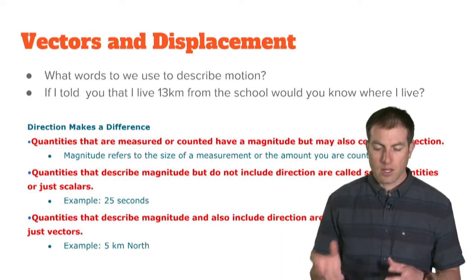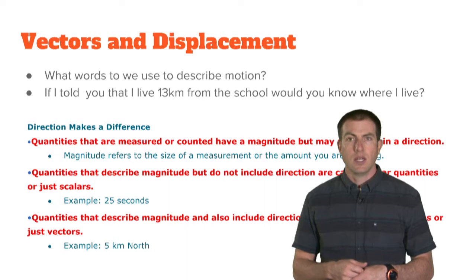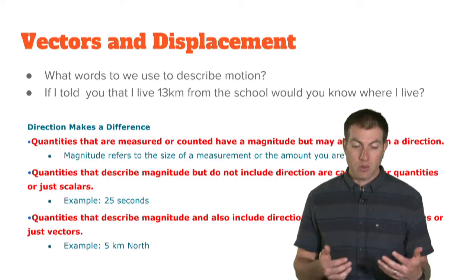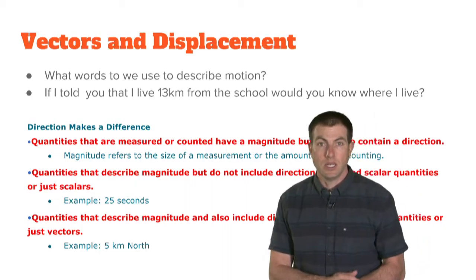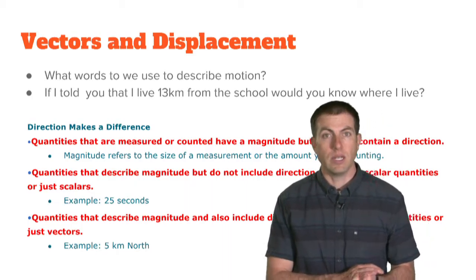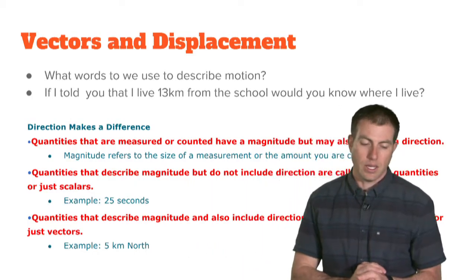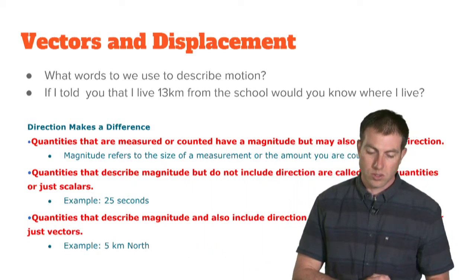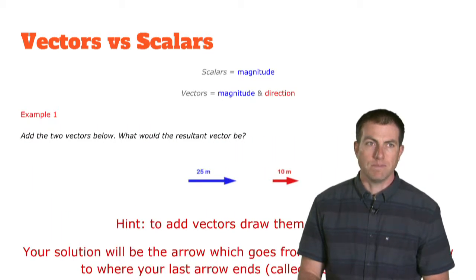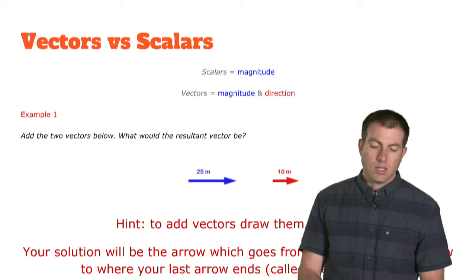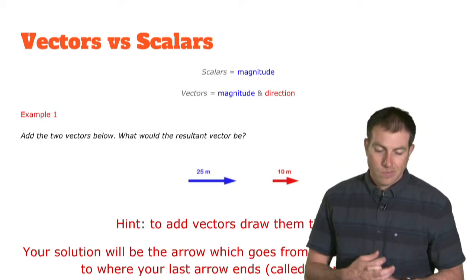So the vocabulary words that you'll hear a lot are vectors and scalars. Vectors are anything with a magnitude and direction. So you could have speed. Speed is a scalar. You give it a direction and it becomes a vector, and that comes with velocity. So these are all the words that are associated with this unit: scalars, magnitude; vectors, magnitude and direction.